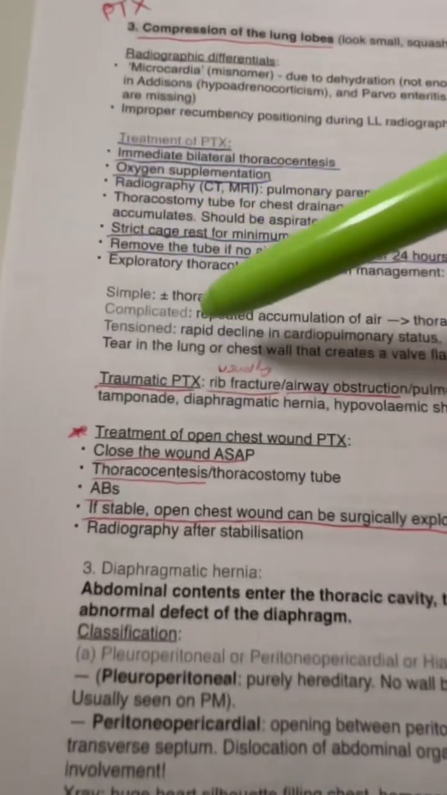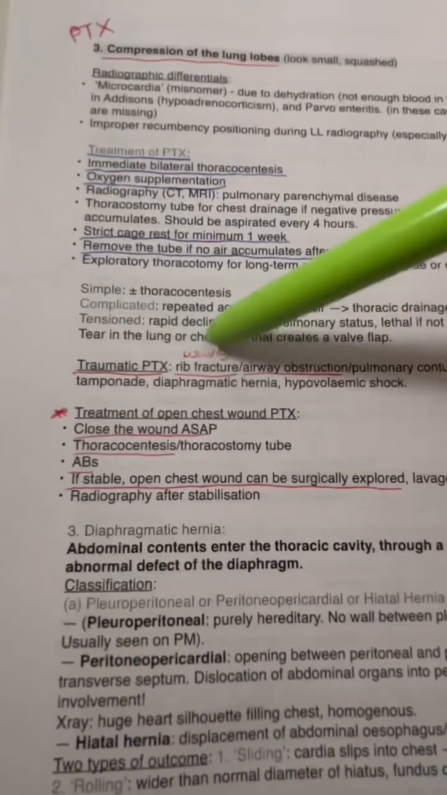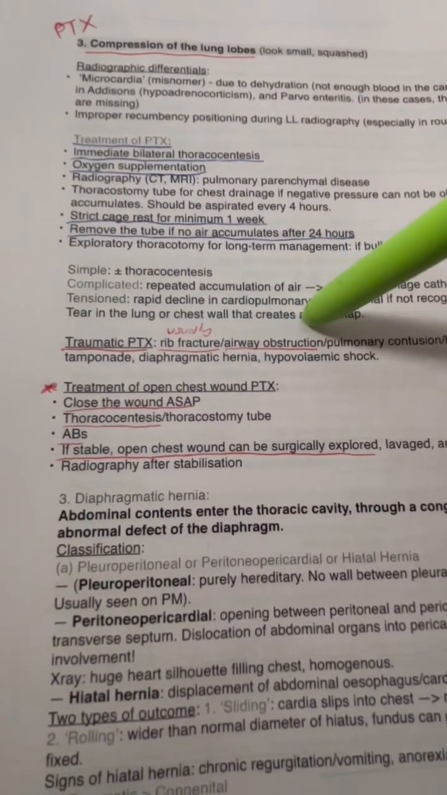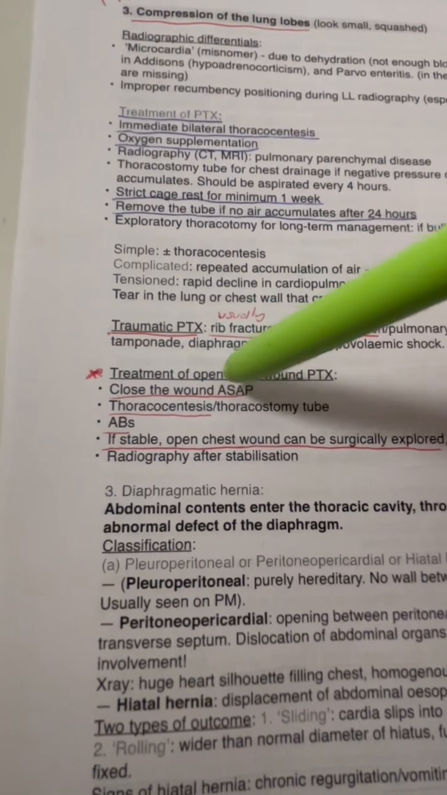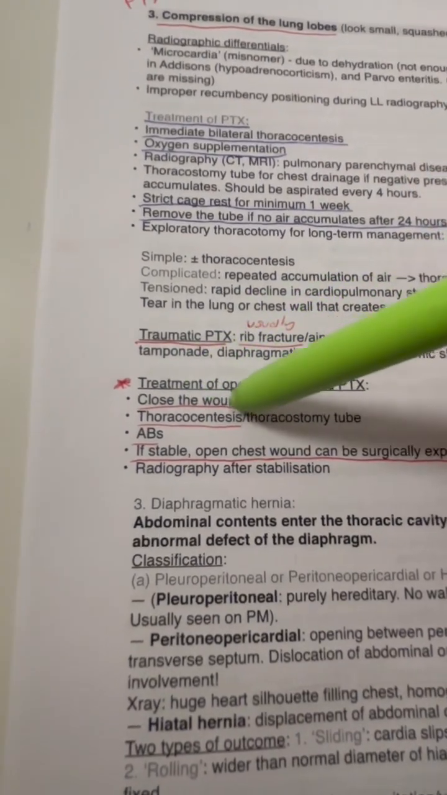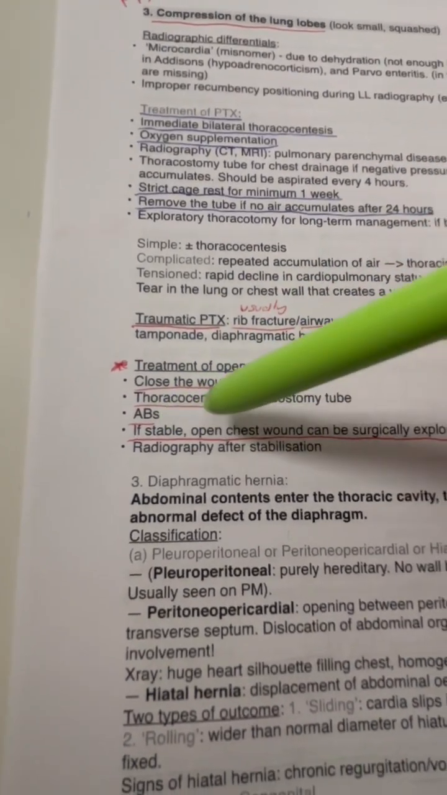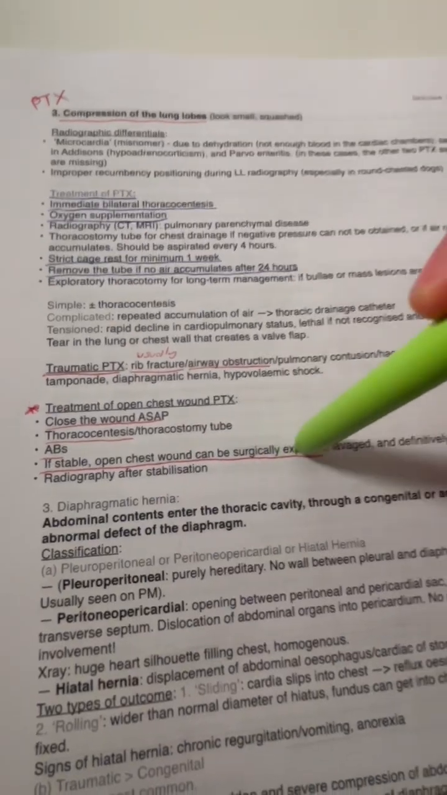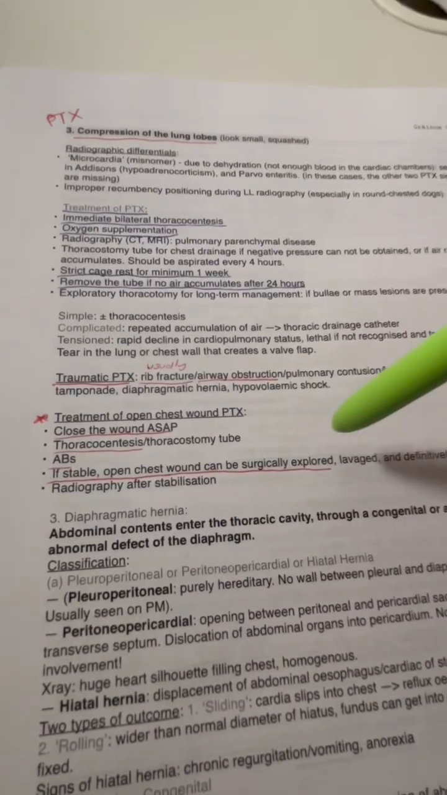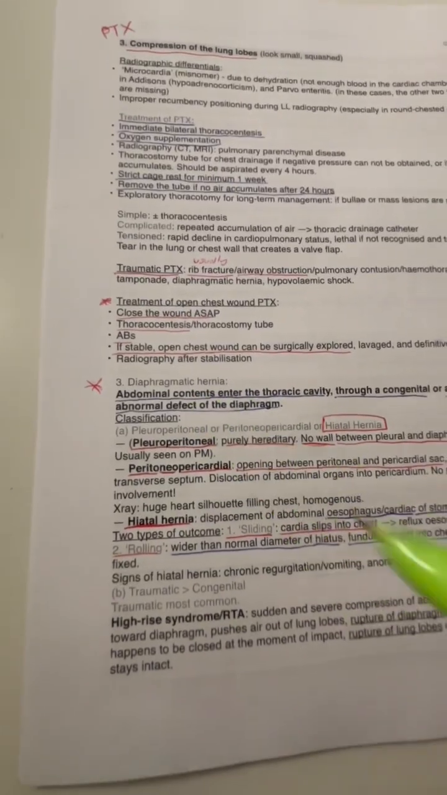In the case of traumatic pneumothorax, there's usually a rib fracture or airway obstruction. The treatment is to close the wound as soon as possible, perform thoracocentesis, give antibiotics, and if stable, open the chest again and surgically explore the place for any obstruction. The third type of disease is the diaphragmatic hernia.